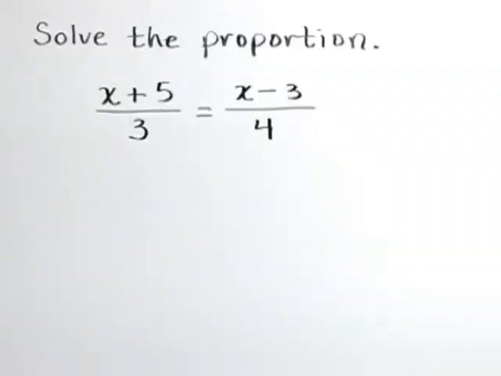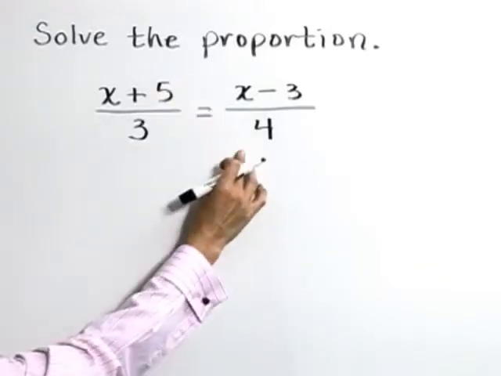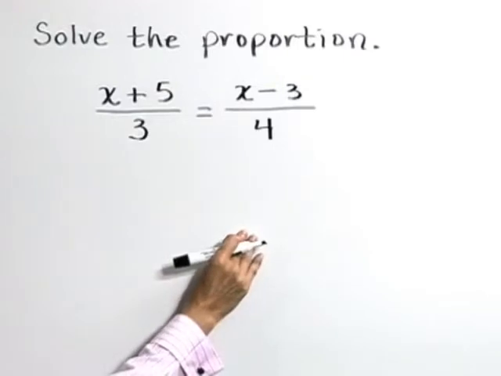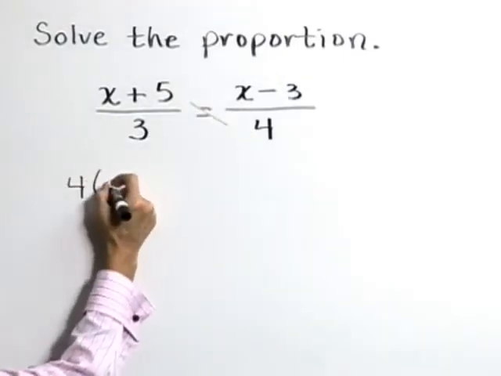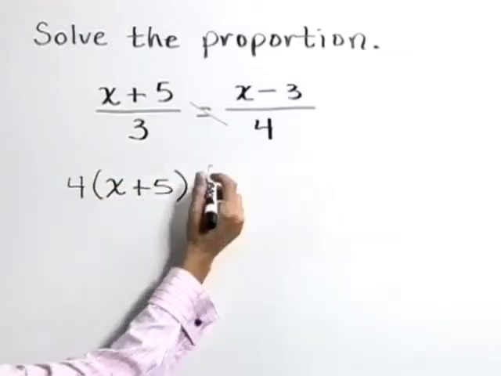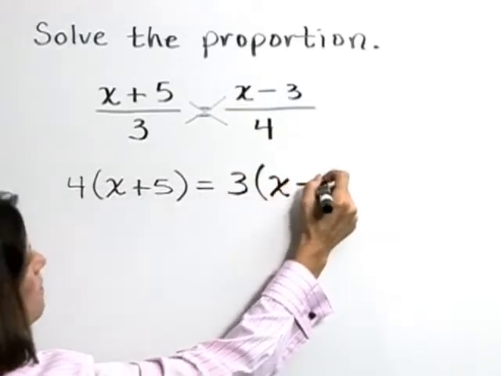Solve the proportion. x plus 5 is to 3 as x minus 3 is to 4. Now we know that for proportions, their cross products are equal, so let's use that fact to write the second step of this equation. Let's multiply 4 times the quantity x plus 5 and set that equal to 3 times the quantity x minus 3.